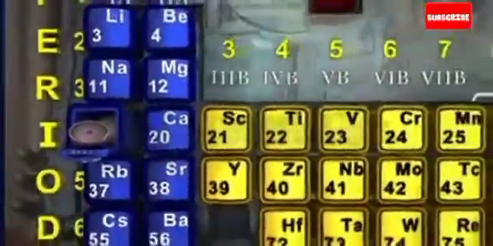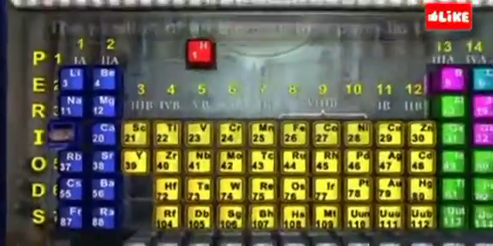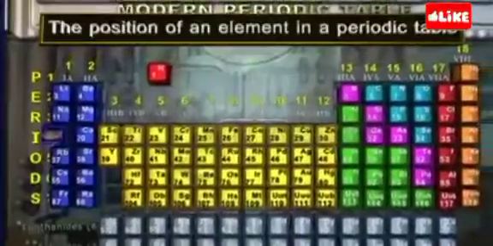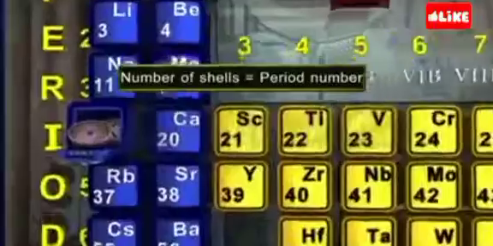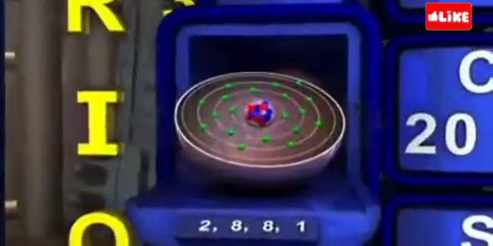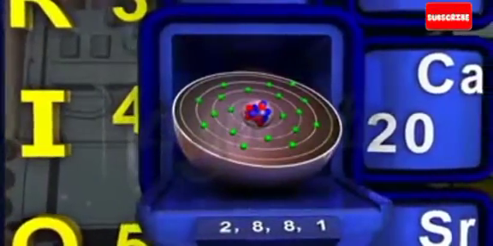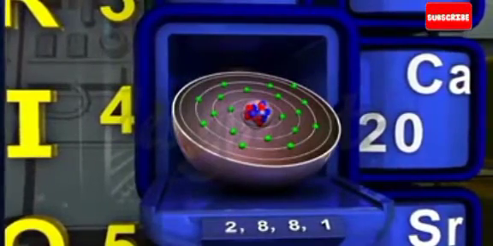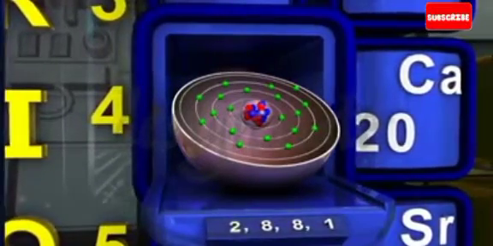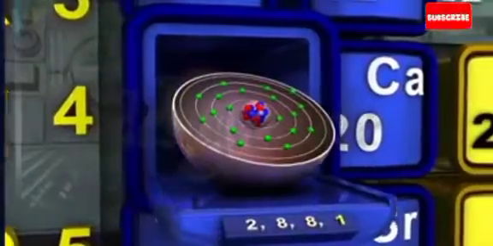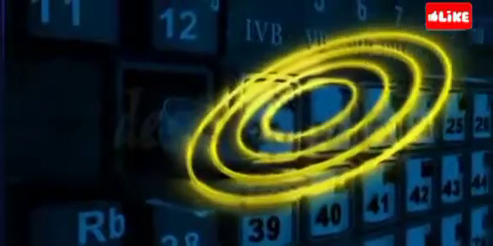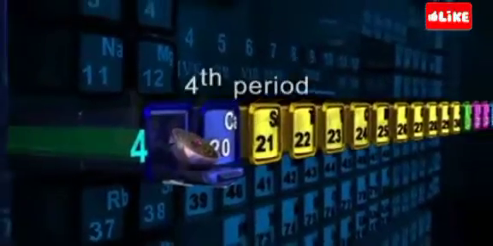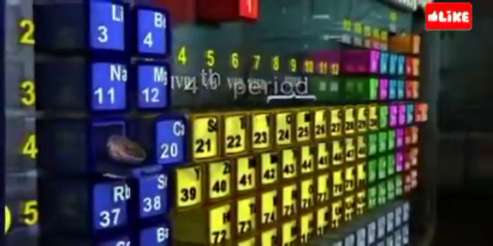The electronic configuration of an element also helps us to decide the position of an element in the periodic table. The number of orbits or shells denotes the period to which that element belongs. Let's continue with the same example of potassium. Its electronic configuration is 2, 8, 8, 1. This means there are 4 shells in an atom of potassium, and therefore, it belongs to the 4th period of the modern periodic table.